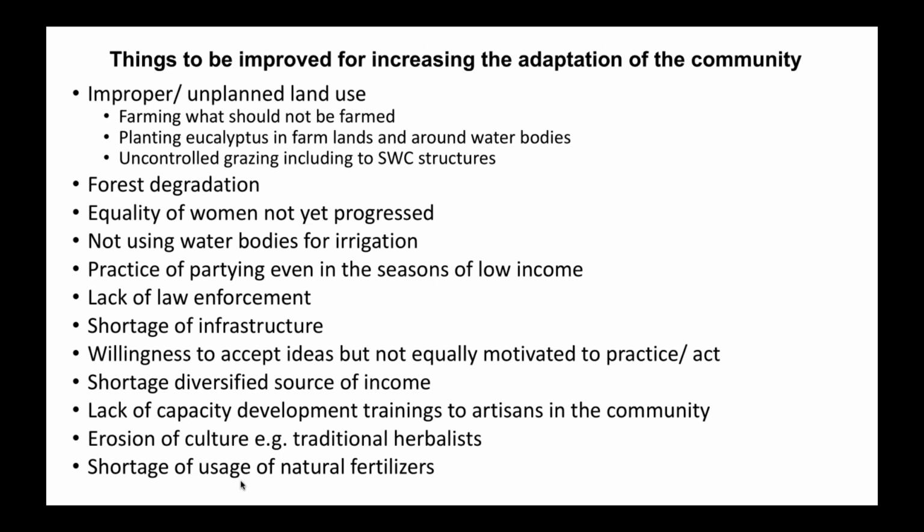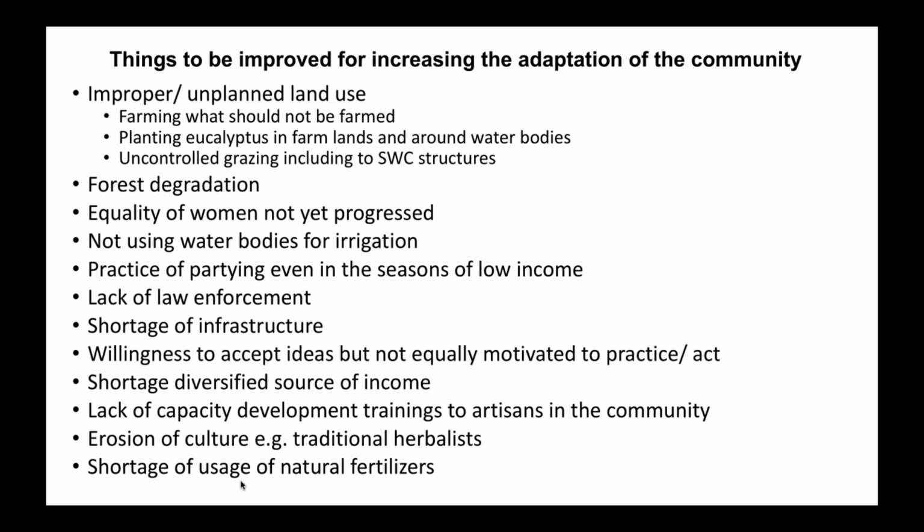Improper or unplanned land use, farming what should not be farmed, planting eucalyptus, uncontrolled grazing. This has to change. Forest degradation, equality of women not yet progressed. I think this is pathetic in that area, I must say. Not using water bodies for irrigation, a practice of partying even in the seasons of low income. This is weddings, religious festivals, lack of law enforcement, shortage of infrastructure. It should change. Willingness to accept ideas, but not equally motivated to practice.